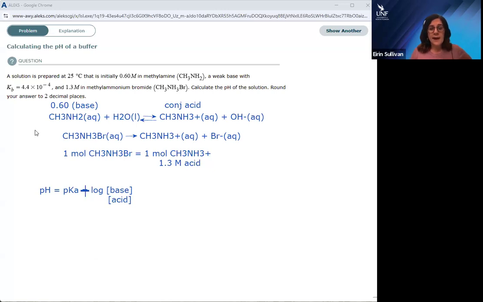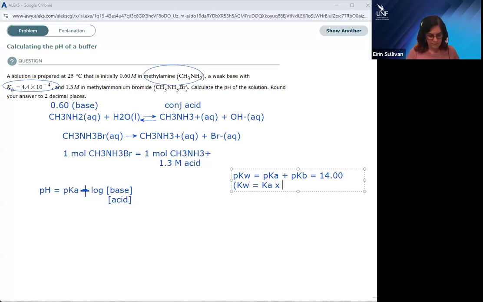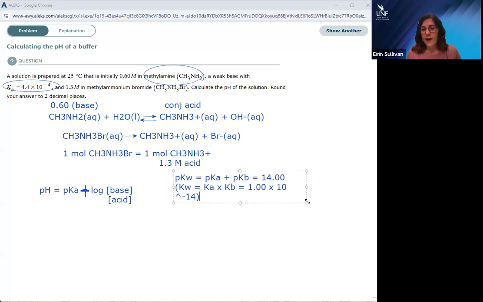So I have to calculate the pKa for my methyl ammonium cation. This is where people sometimes get confused. I've only been given Kb, and Kb is for my methylamine. Luckily we know all these relationships, right? A really useful one is pKw equals pKa plus pKb, which is exactly equal to 14. You could also use Kw equals Ka times Kb equals 1 times 10 to the minus 14. If you've learned how to do it that way and you're happy doing it that way, it's the same thing.